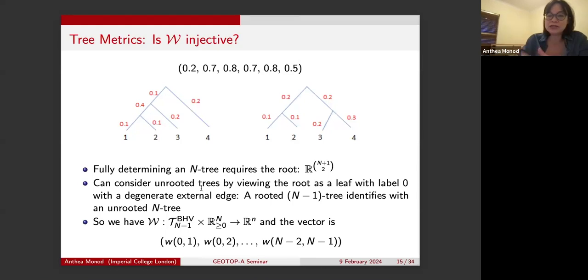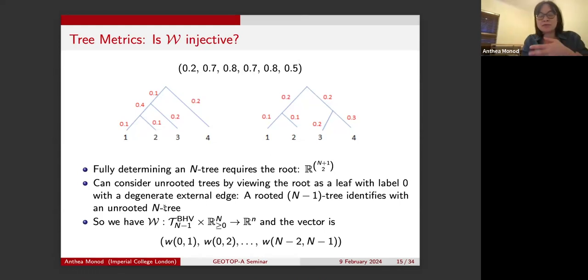So essentially, you also need to include the root. If you really want to fully determine the tree, in such a way that you have an injective map, you need to look at the root as well. This is where we have this n+1 come in here. So basically you consider the root now, and then you do have this map being injective.